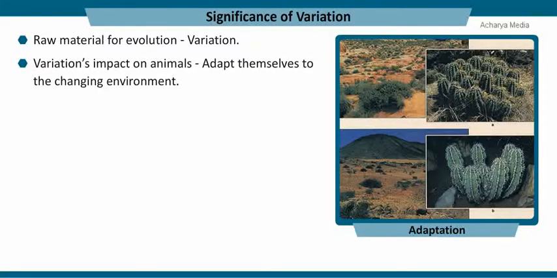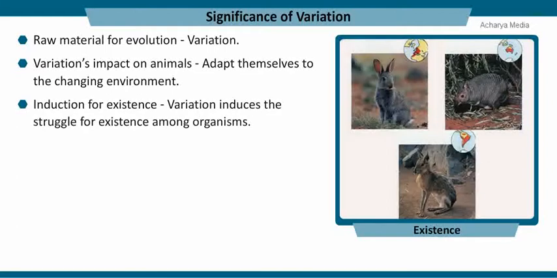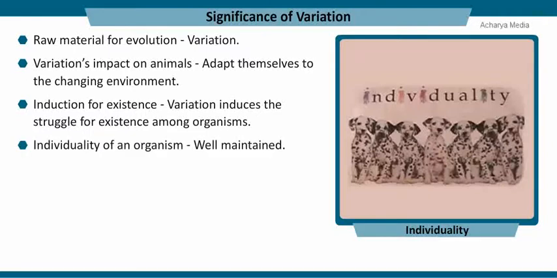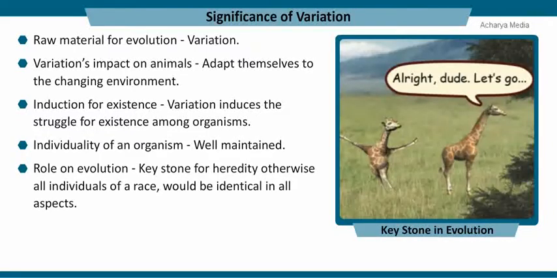Variation makes animals to adapt themselves to the changing environment. It brings out the best in animals to face the struggle for their existence. Individuality of an organism is well maintained. Variation is a keystone for heredity, otherwise all individuals of a race would be identical in all aspects.